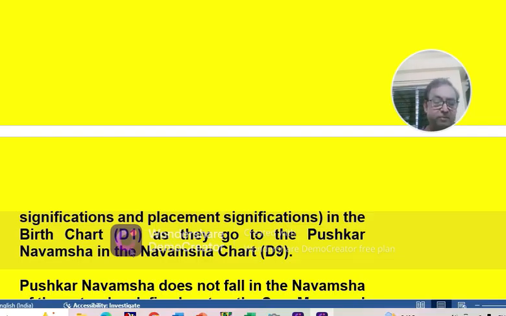I will explain everything. Suppose, for example, Jupiter is the natural Dhankaraka. We all consider Jupiter as the natural Dhankaraka. And Jupiter is in Pushkar Navamsha, and it is in a sign in the Navamsha that corresponds to the 11th house of your birth chart. Then Jupiter will give you immense wealth.